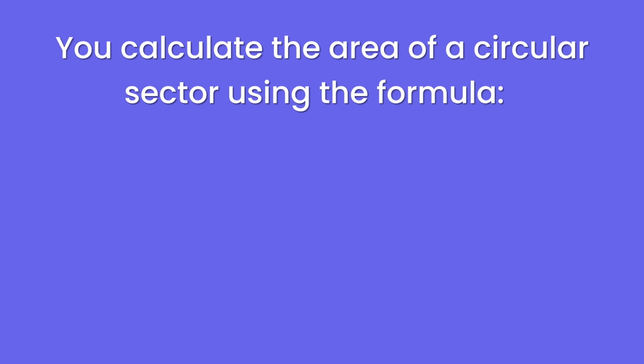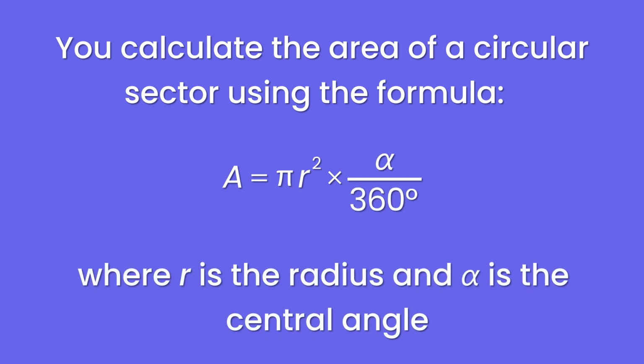You calculate the area of a circular sector using the formula A equals pi r squared times alpha over 360 degrees, where r is the radius and alpha is the central angle.